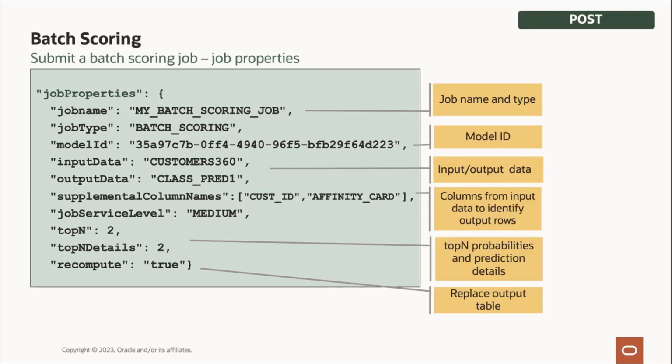So we could specify how many predictions we want for each row, and then also how many of those predictions we would like the details returned for. So we want 2 predictions returned and the details for both of those predictions. And then we set recompute to true here.